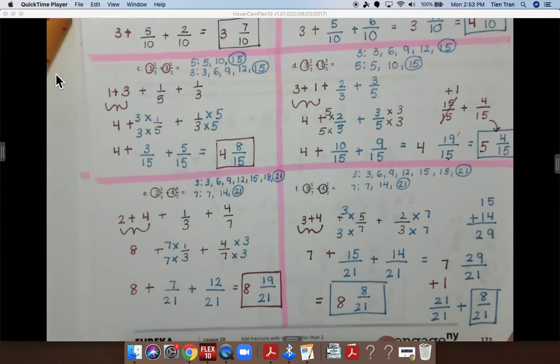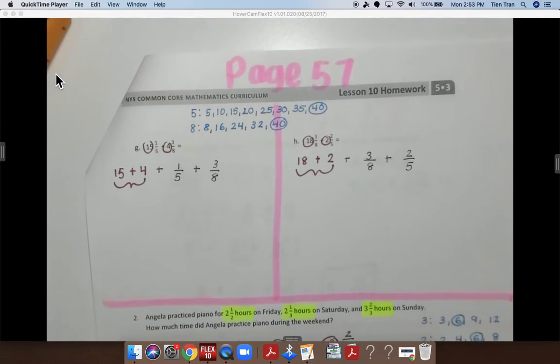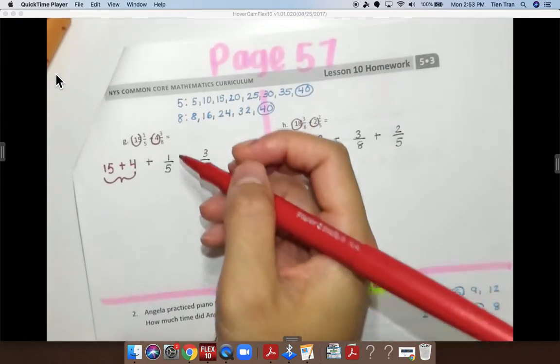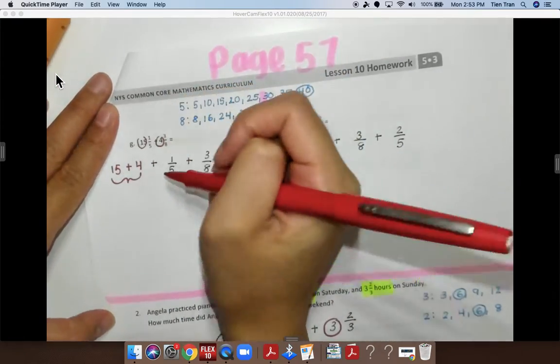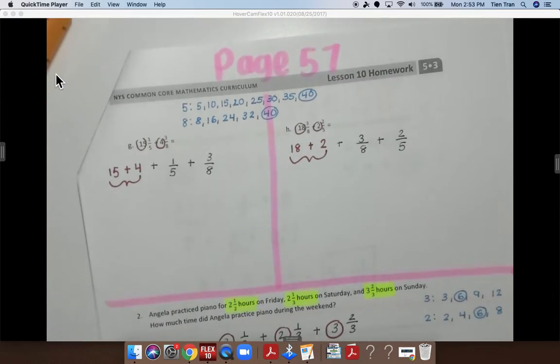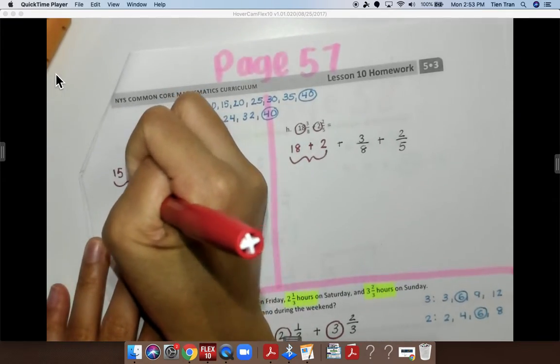Now what I'm going to do is turn the page. Okay. We are on page 57. For page 57, we have problem G. We're going to add first our whole numbers together. So right here I have 15 plus, let me make sure I scroll down. So right here I have 15 plus 4. 15 plus 4 is equal to 19.